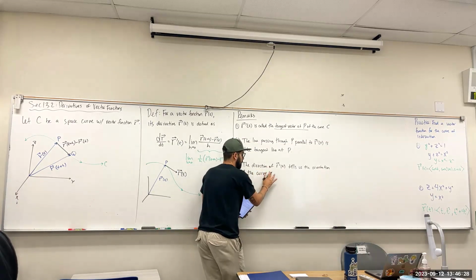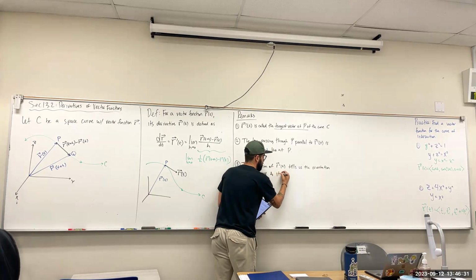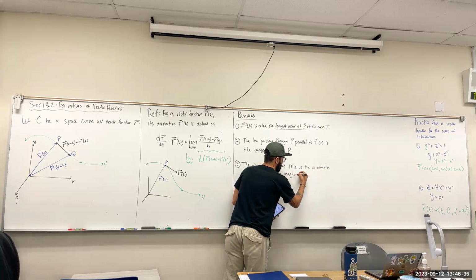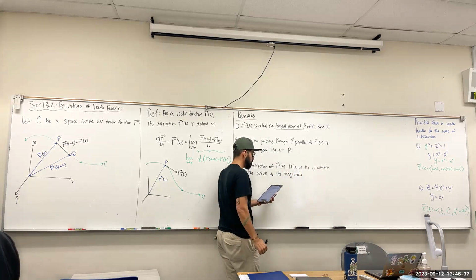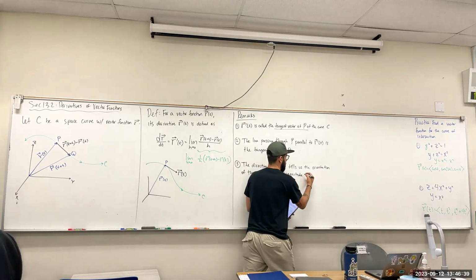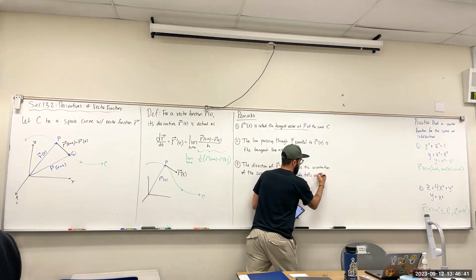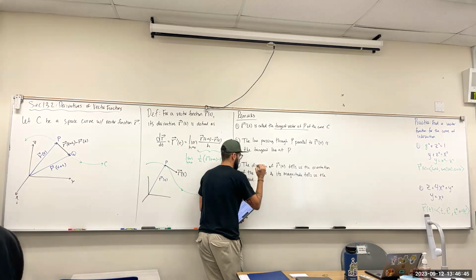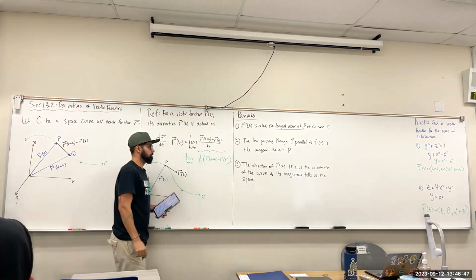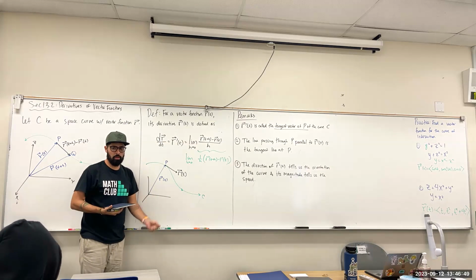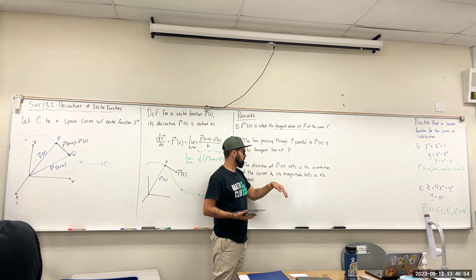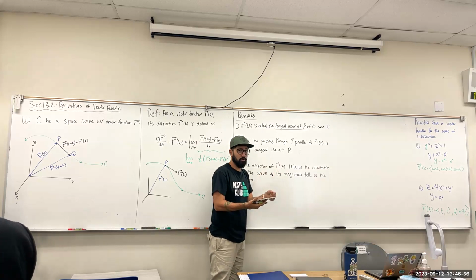Oh, and its magnitude tells us the speed that we travel. So it's very rich in information. This is going to tell you which way you're moving on the curve, and its magnitude tells you how fast at that point you're moving.